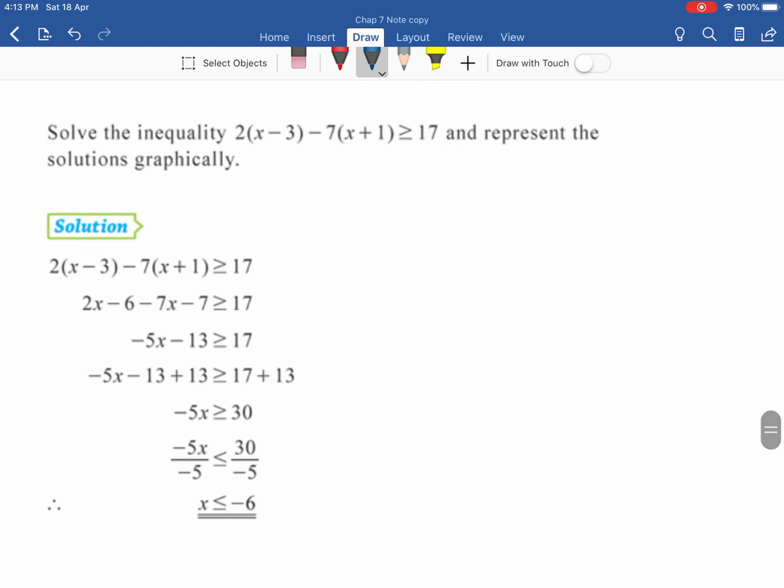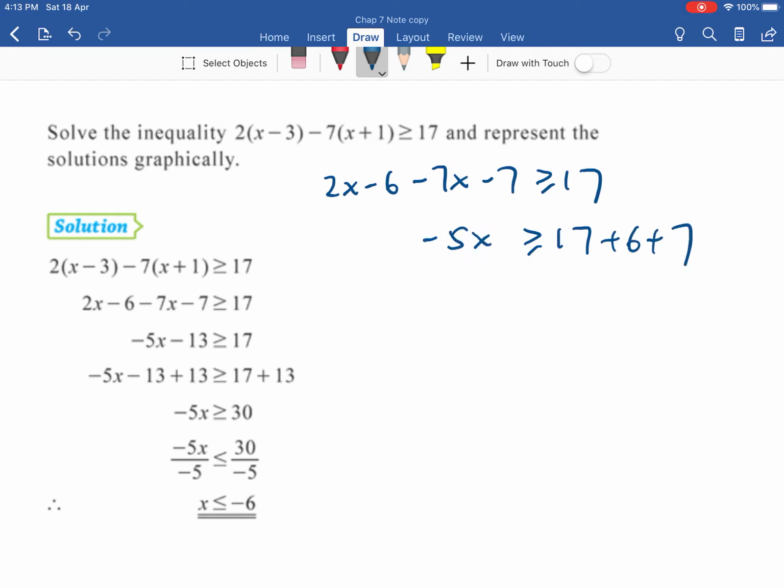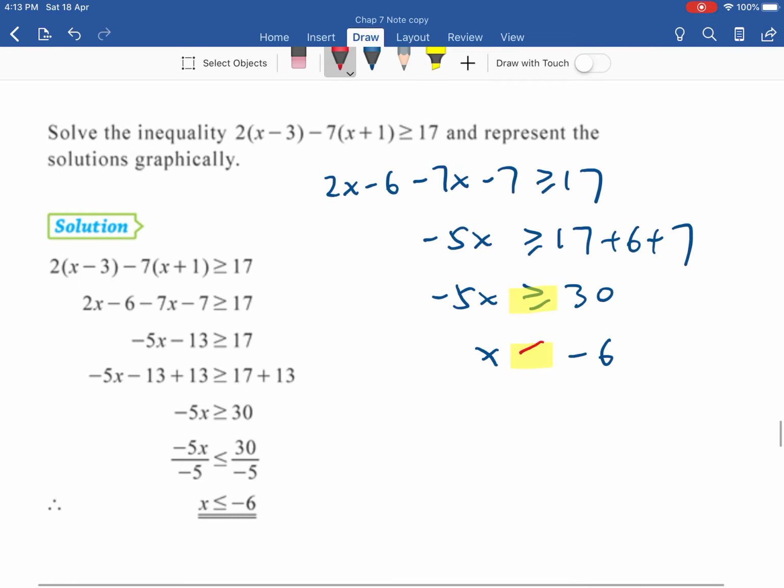Now we go to a slightly more complicated one. I do it for you. 2x minus 6 minus 7x minus 7 is greater than 17. You put the numbers here, and what's left is minus 5x. So minus 5x is greater than 30. Again, you're going to divide by minus 5. I skip it; this is minus 6. But make sure that the inequality sign changes.